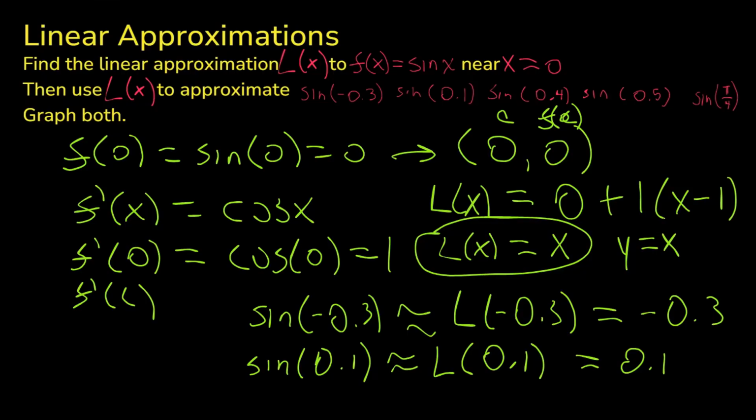In fact, as we keep going here, the pattern in this case is that the tangent line approximates the value of sine to be equal to the x value for points near x equals 0. So sine of 0.4 would be approximately equal to 0.4. Sine of 0.5 would be approximately equal to 0.5, and sine of pi over 4 would be approximately equal to pi over 4. So let's go and take a look at the graph.